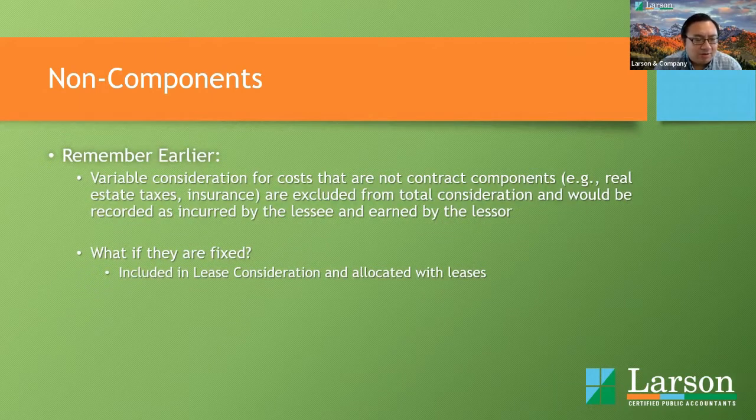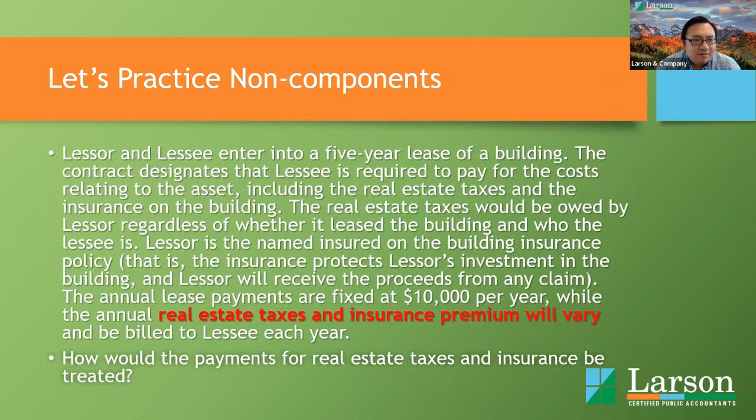One thing to remind you as we go through this explanation for non-components is that if there are variable considerations for costs that are not contract components, they're excluded from total consideration and will be just recorded as incurred. So really, what we're saying here is that if there's a non-component, meaning those real estate taxes or insurance are variable, you can disregard it and just record it as you incur it. You don't have to determine if you need to be including it as part of your right of use calculation. However, if they are fixed, it does say that they need to be included in the lease consideration and allocated with the lease. So we're going to practice a non-component here.